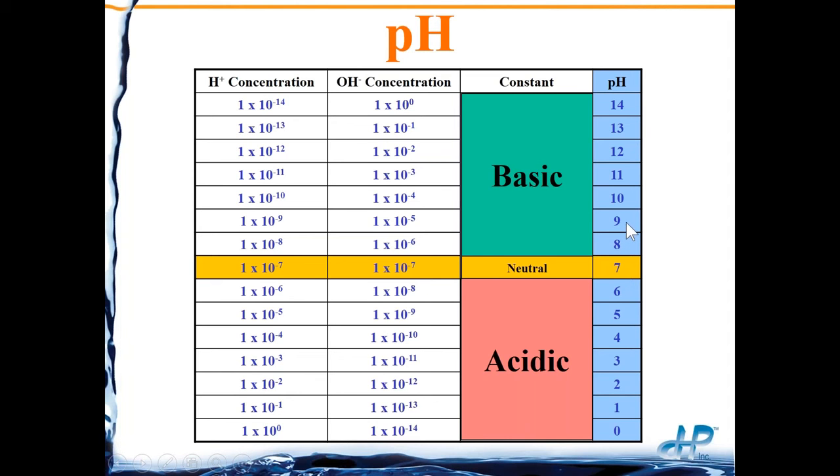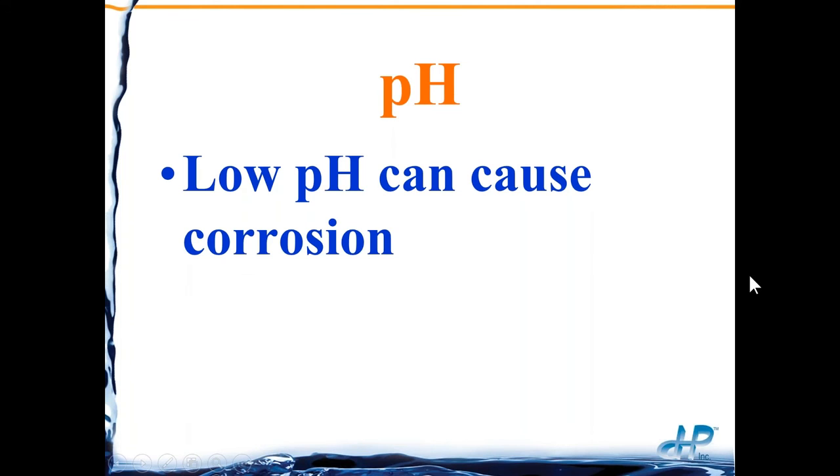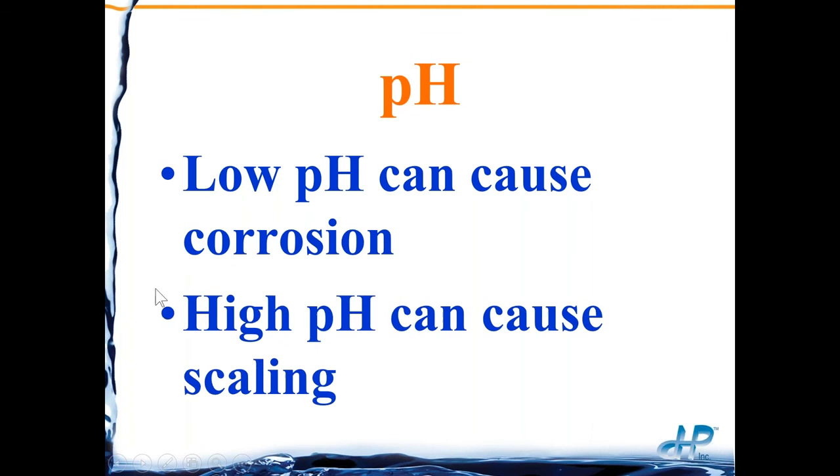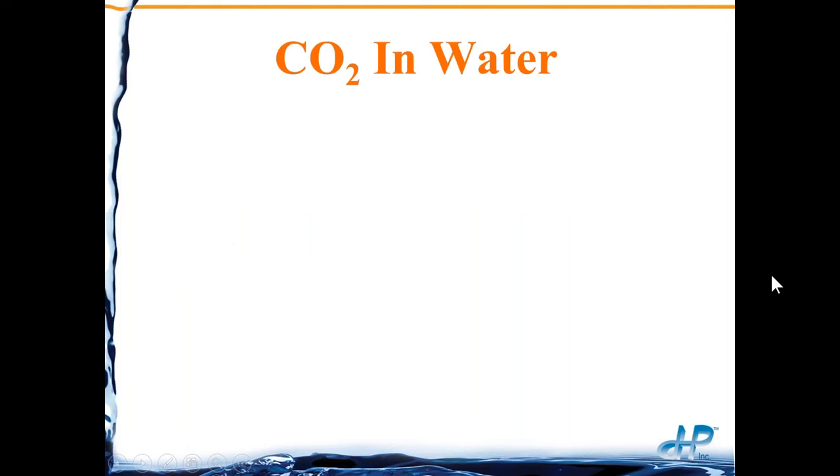Well, a pH of 9 is 10 times more alkaline than 8 and 10 more times than 7. So a pH of 9 is 10 times 10, 100 more times alkaline than a pH of 7. It's logarithmic. So what's important about pH? Low pH can cause corrosion. High pH is corrosive also, but it can cause scale, create scaling, and particularly when we talk about CO2.